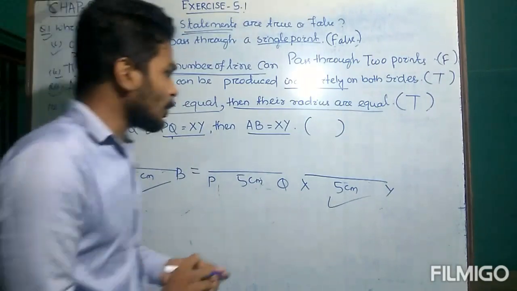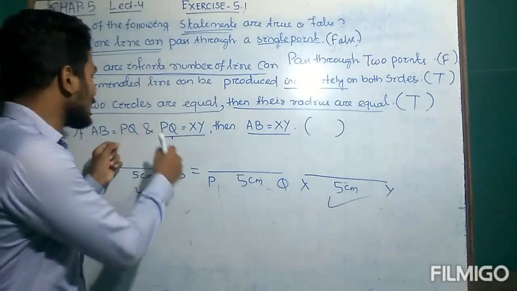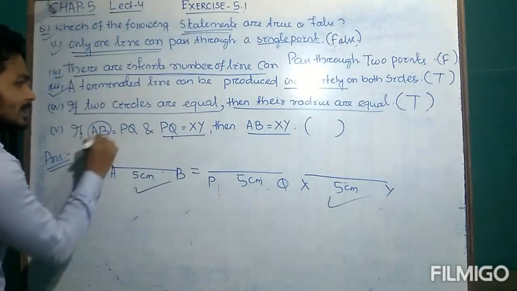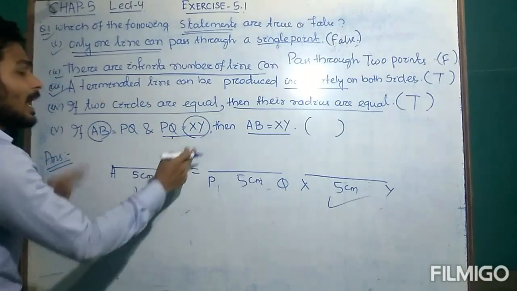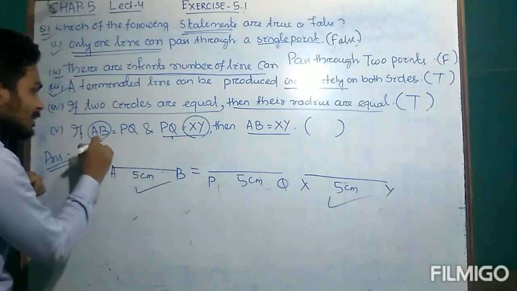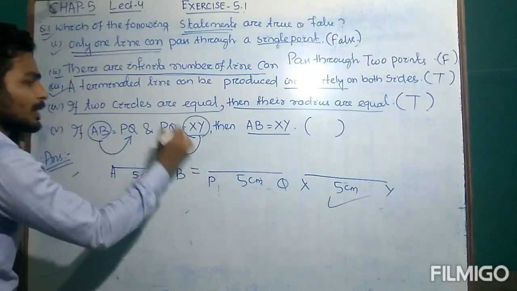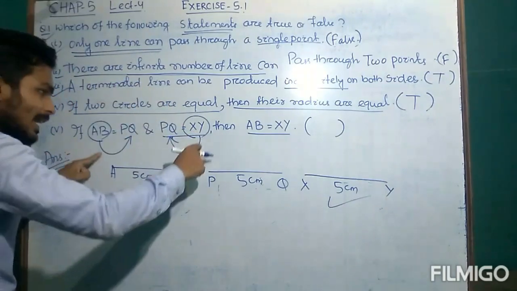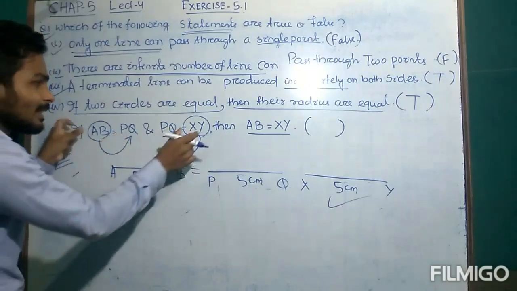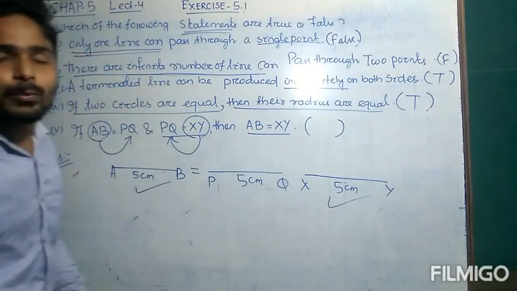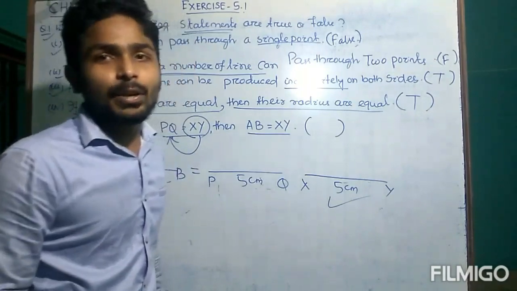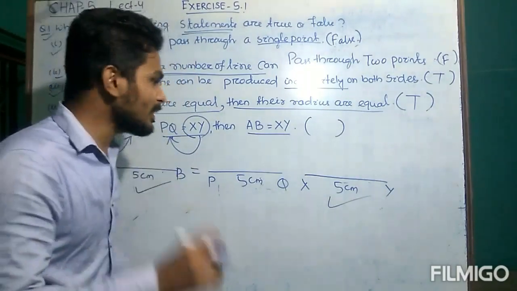And we have studied also, if two things, AB and XY, are equal to the same thing, that means AB is equal to PQ and XY is equal to PQ. If two things are equal to the same things, then the two things are equal to one another. This is the axiom 1 of Euclid's geometry.